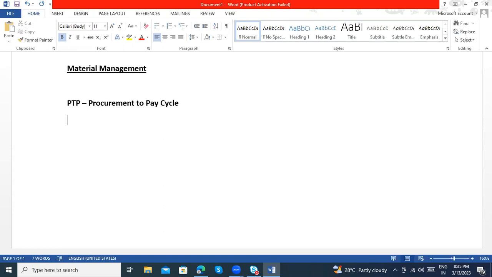In the SD side, you have OTC, order to cash, right? Here also we have a P2P cycle. So let's discuss the procurement to pay here. If you want to buy any product, where exactly does it start? The initial point, where exactly does it start?